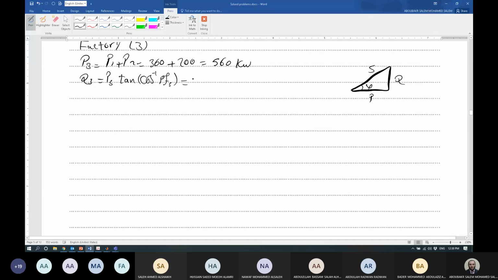So we can say now 560 multiplied by tan of cosine inverse 0.9. 560 multiplied by tan shift cosine 0.9, which is 271. So Q3 here is 271.22 kilo volt ampere reactive, and also it's inductive.